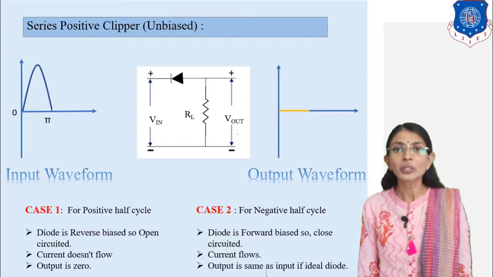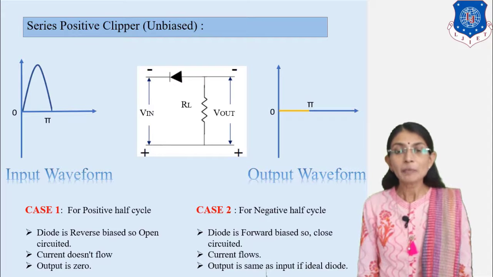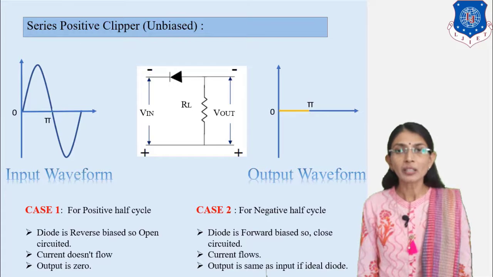Now, let us discuss case 2, and that is for the negative half cycle. During the negative half cycle, look at this input waveform. As per case 2, during the negative half cycle, the diode connections will be reversed. That means, during the negative half cycle of the input, between pi to 2 pi, the input cycle will be negative, and due to that, the top terminal of the circuit diagram will be minus and the bottom terminal of the input will be plus.